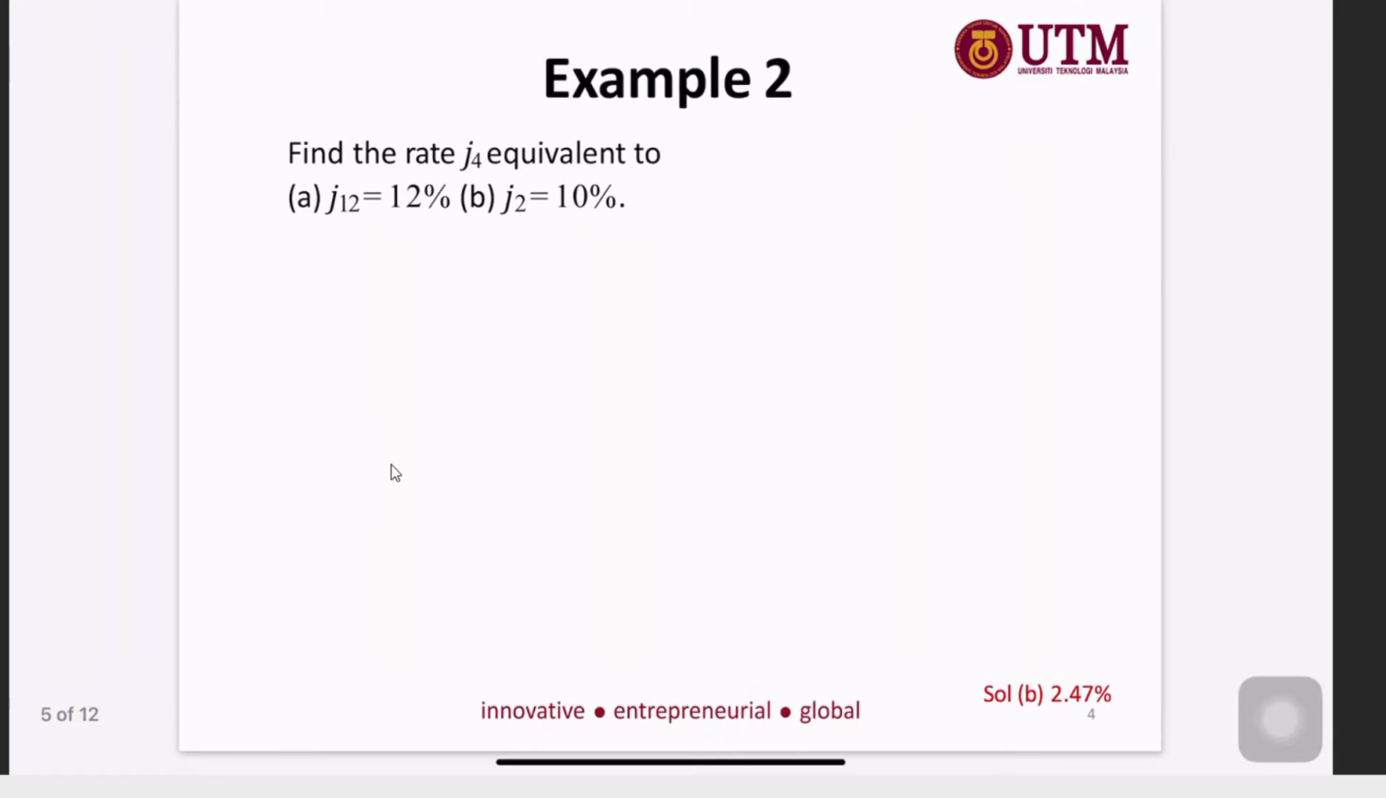How about this example 2? Find the rate J4 equivalent to J12. How about this one? Okay, I give you 2 minutes to try do this example 2A.